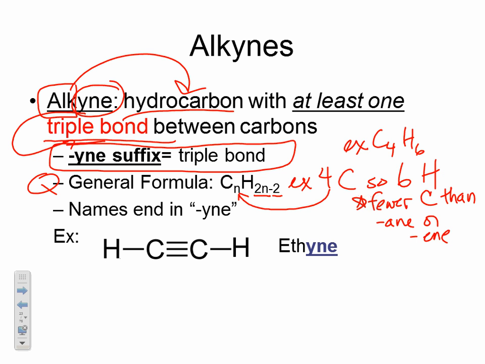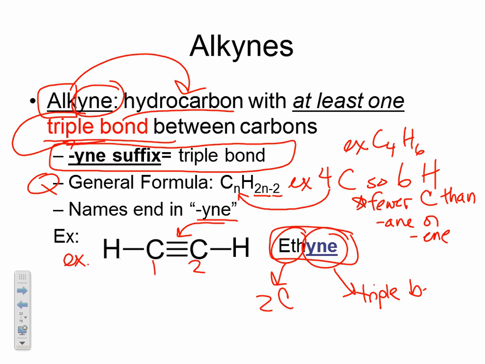Again, notice fewer hydrogens than ane or ene, because the carbon is bonding more frequently with itself. It's bonding more to other carbons, so it can't bond as many times with hydrogens. So we have that yne suffix, and our example shown here on the bottom, this compound is called ethyne. It's called ethyne because the compound has 2 carbons, so eth meaning 2 carbons, and it ends in yne because we have the triple bond.